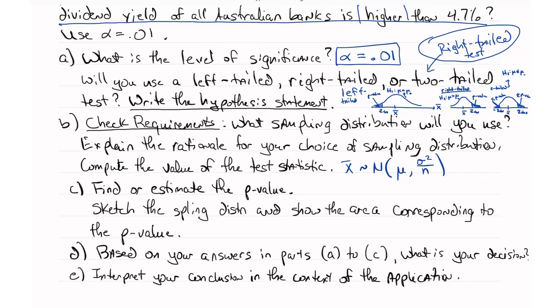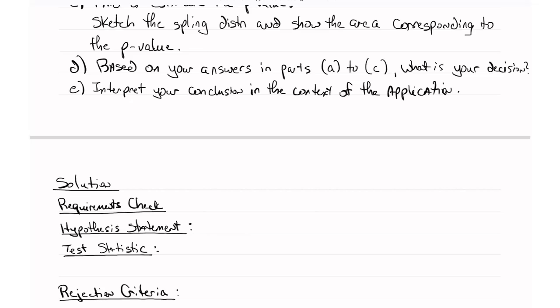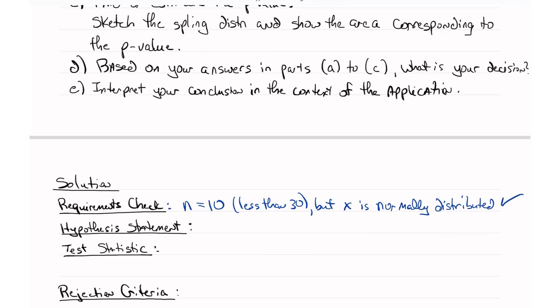Now it says find or estimate the p-value. Sketch the sampling distribution and show the area corresponding to the p-value. So I'm going to come down here, and for the requirement checks, I'm going to say n equals 10, which of course is less than 30, but x is normally distributed. So I'm going to put a check mark there to show, hey, we're okay. We can do this analysis.